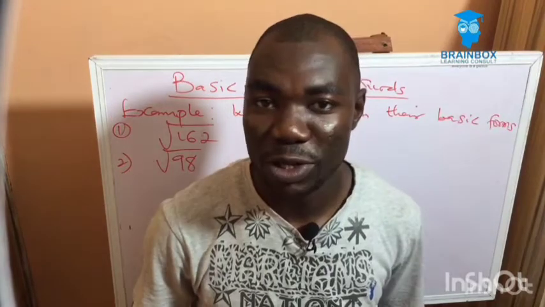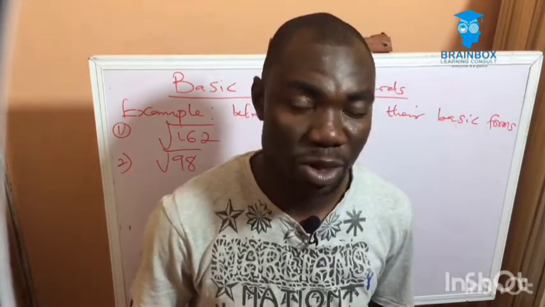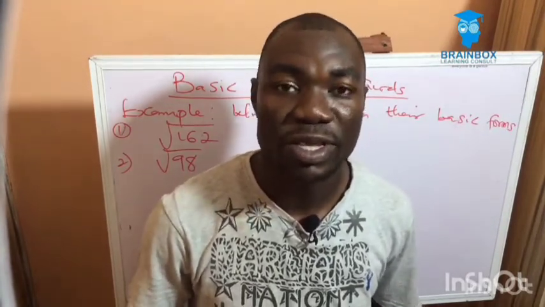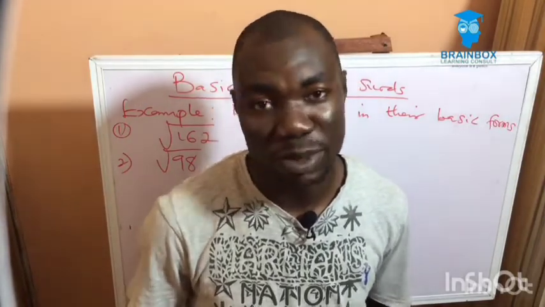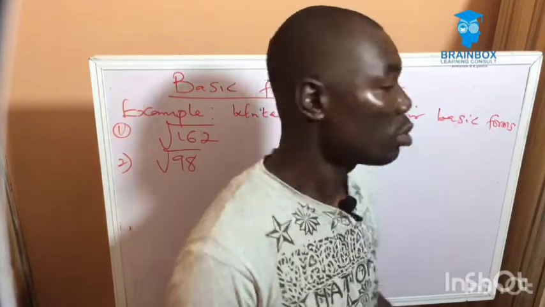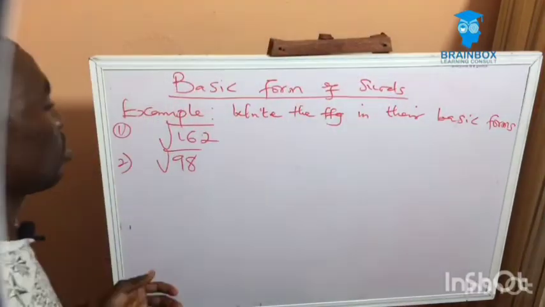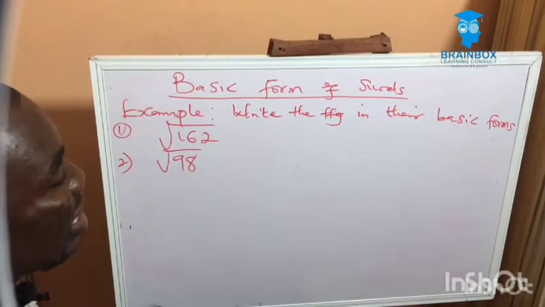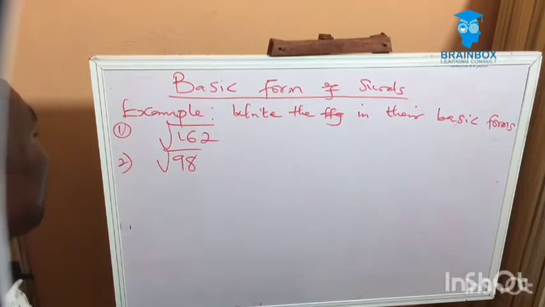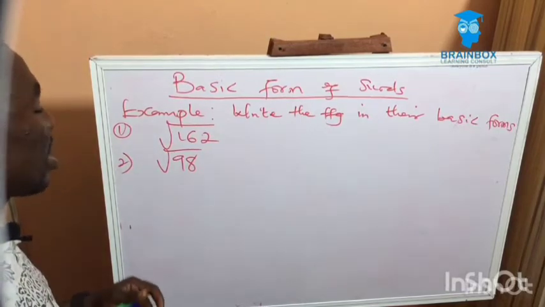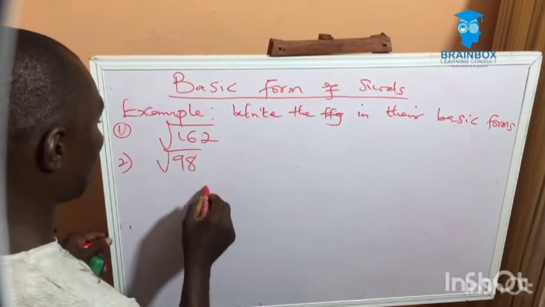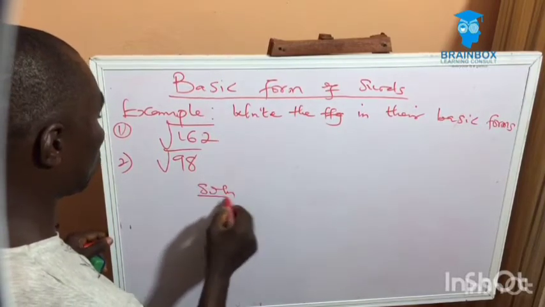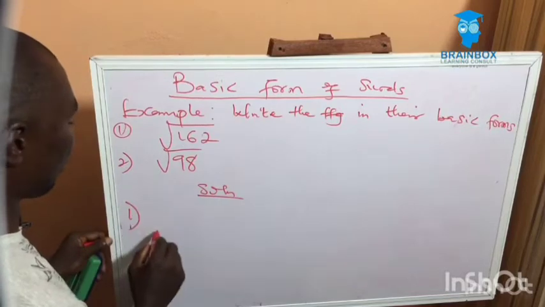Before we went for that short break, we were talking about basic form of surds. And right now let's see some examples that will help us explain better what basic form of surd means. So check at the board. You are seeing the example. Write the following in their basic forms. First, we have root 162. Second, we have root 98. Quickly, let's see how these surds can be written in their basic forms.